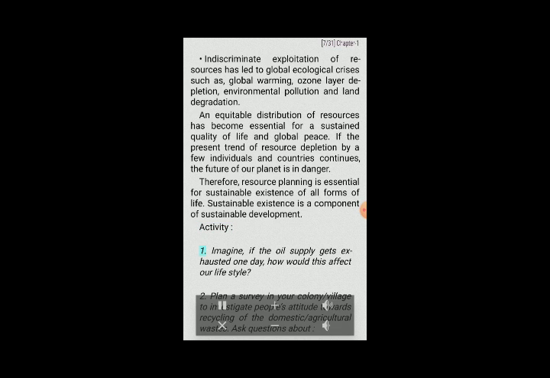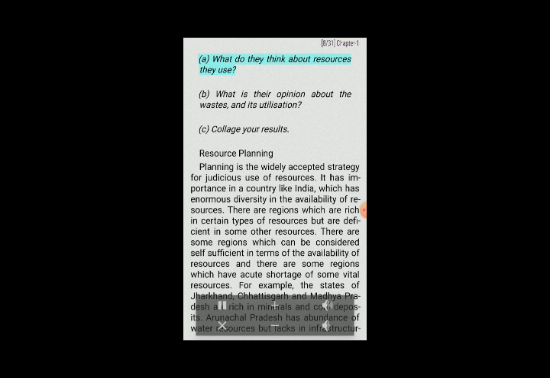Activity. 1. Imagine, if the oil supply gets exhausted one day, how would this affect our lifestyle? 2. Plan a survey in your colony or village to investigate people's attitude towards recycling of the domestic and agricultural wastes. Ask questions about: a. What do they think about resources they use? b. What is their opinion about the wastes and its utilization? c. Collate your results.